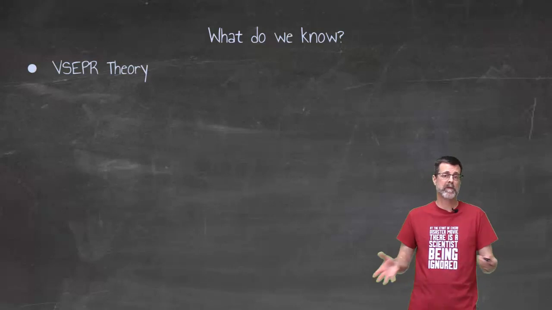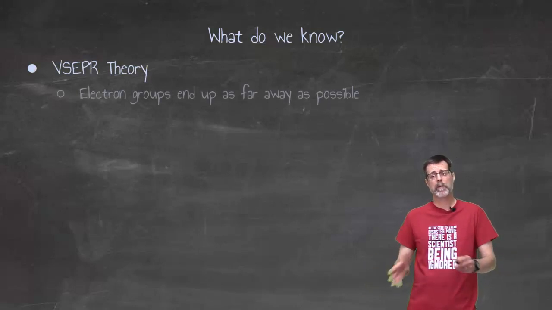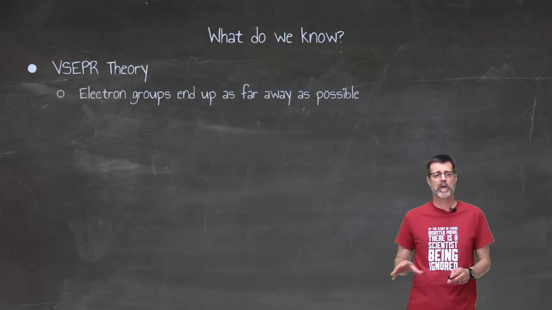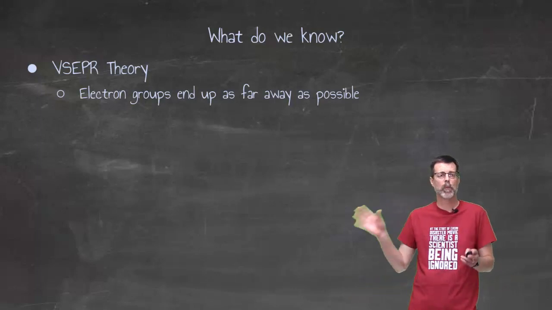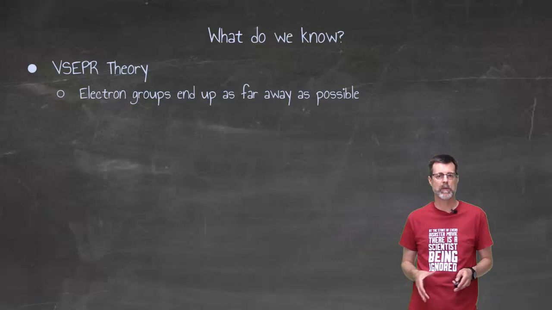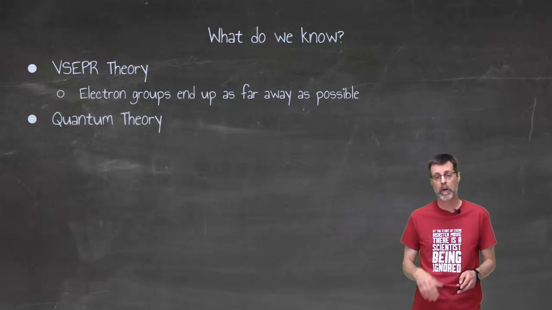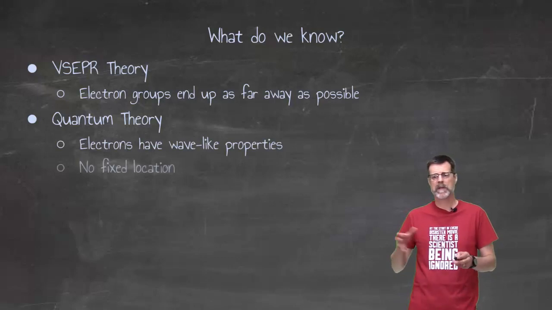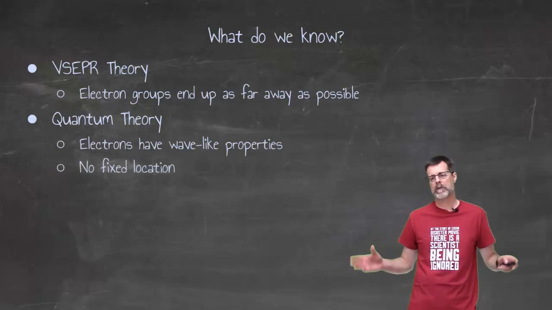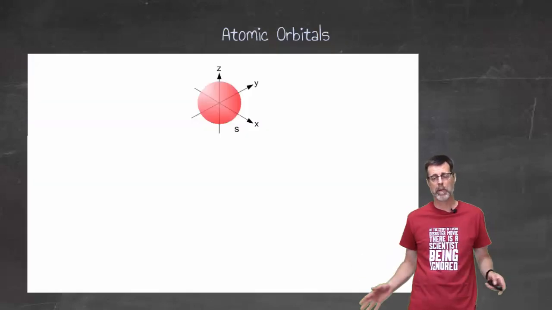We know about VSEPR theory, at least we know the beginnings of it. We know our basic shapes. We know that those electron groups are going to end up as far away from each other as possible, which makes sense in our head, but would not make sense if we were to attach it to what we know about atomic theory right now, which is quantum theory, where those electrons have wave-like properties, and then they go into these orbitals that have no fixed location, no fixed shape. We just talked about probabilities.